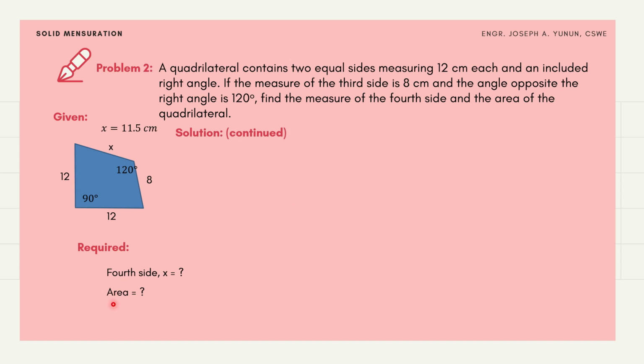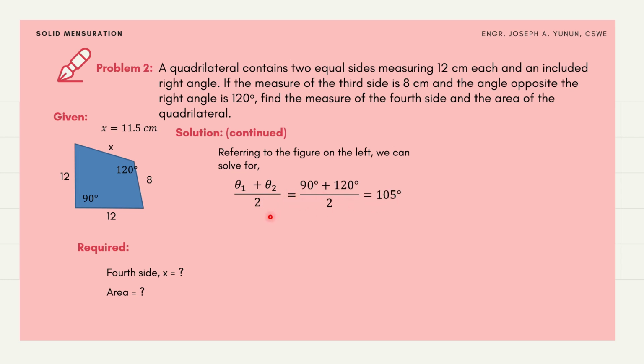Now, continuing, we need to determine the area. Referring to the given figure to the left, we now have 11.5, so all sides are given, and two opposite angles are given. So I could use probably formula number 3. I could solve for the sum of the opposite angles divided by 2. That gives me 105 degrees using the formula for the area given 3 sides and 2 opposite angles.